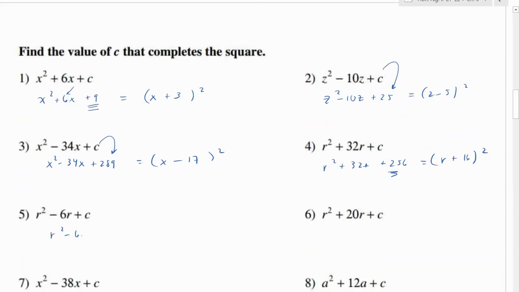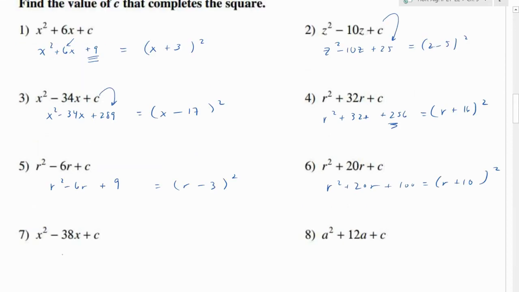r squared minus 6r plus something is a perfect square. Half of negative 6 is negative 3. Square it is 9. r minus 3. r squared plus 20r plus what gives me a perfect square? Half of 20 is 10. Square it's 100. It's an r plus 10. x squared minus 38x plus what would have given me a perfect square? Let's see, half that's negative 19. Is that 361? Yeah.